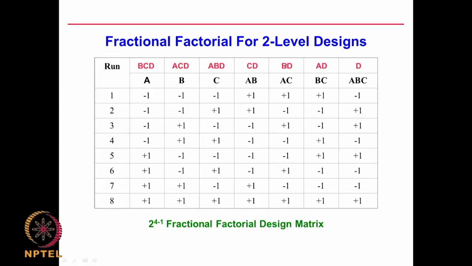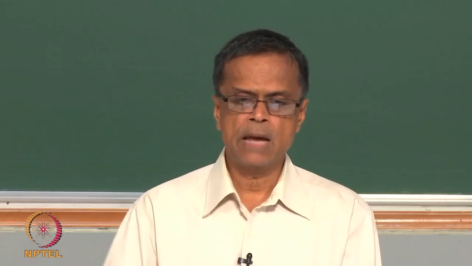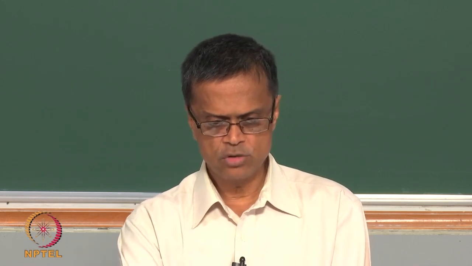AC, the two level interactions are confounded unless you think there is going to be some important knowledge lost. Otherwise, this is a very good sort of a screening design for four parameters or four factors, and from doing 16 experiments, I am doing only 8 experiments. And this is called a 2 raised to the power 4 minus 1 fractional factorial design.